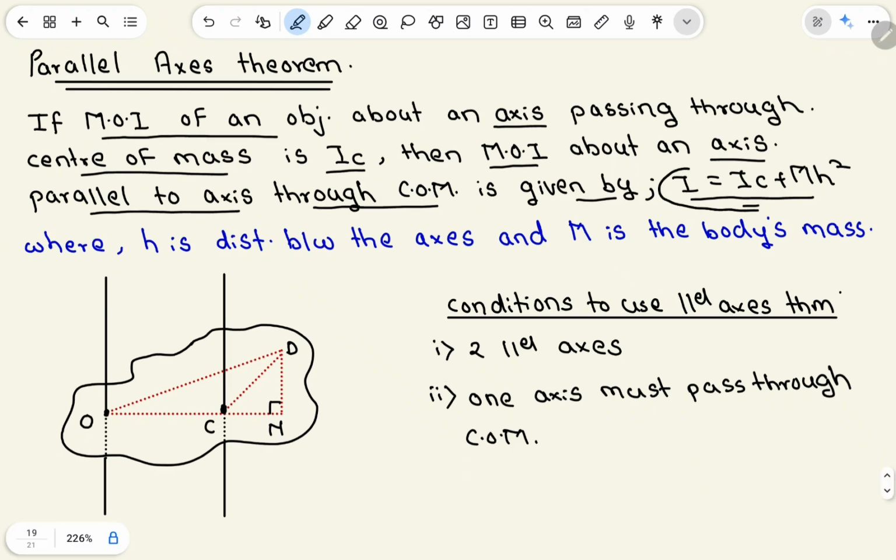What we are going to do is derive this formula today. I is equal to IC plus MH square. But before starting with the derivation, we need to understand the conditions that need to be satisfied so that we can use the parallel axis theorem. The first condition is that we should have a body and there should be two parallel axes mentioned. And out of those two parallel axes, one of the axes must pass through center of mass. If these two conditions are satisfied, then we can use the parallel axis theorem.